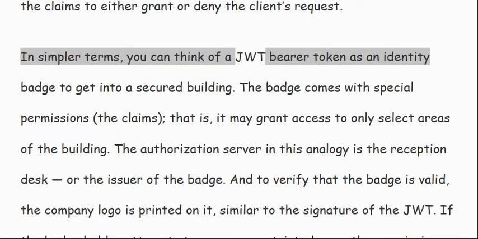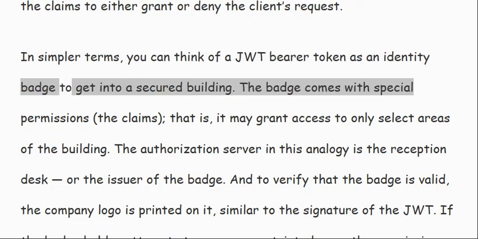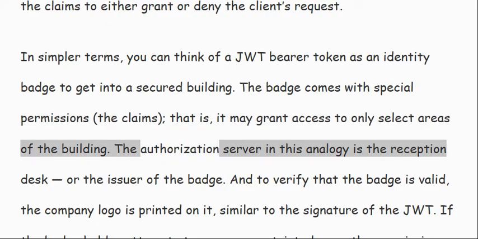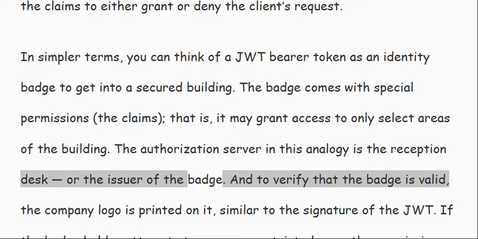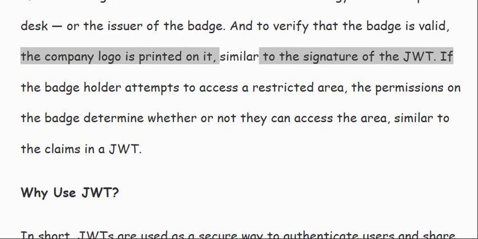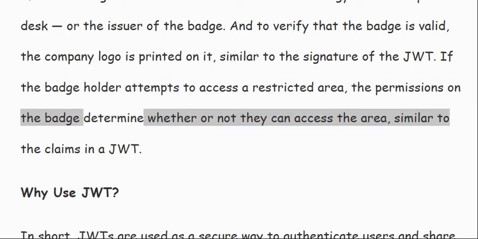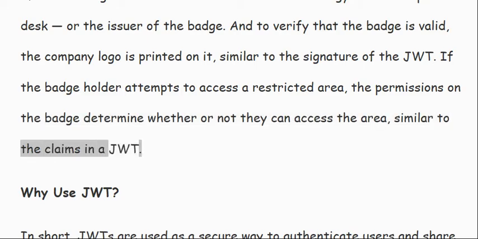In simpler terms, you can think of a JWT bearer token as an identity badge to get into a secured building. The badge comes with special permissions, the claims, that is, it may grant access to only select areas of the building. The authorization server in this analogy is the reception desk or the issuer of the badge. And to verify that the badge is valid, the company logo is printed on it, similar to the signature of the JWT. If the badge holder attempts to access a restricted area, the permissions on the badge determine whether or not they can access the area, similar to the claims in a JWT.